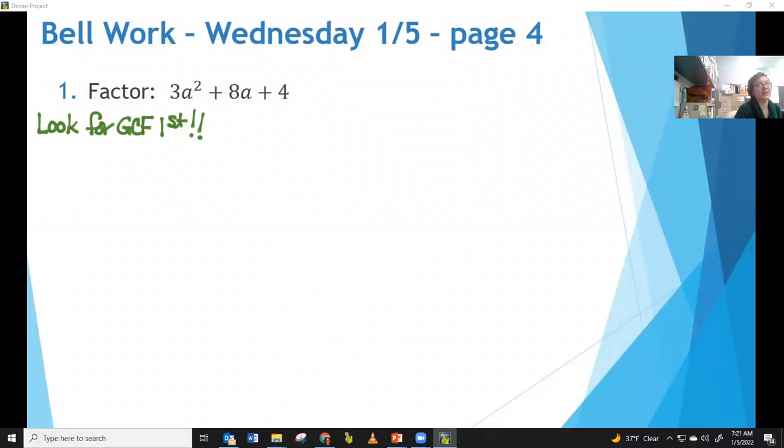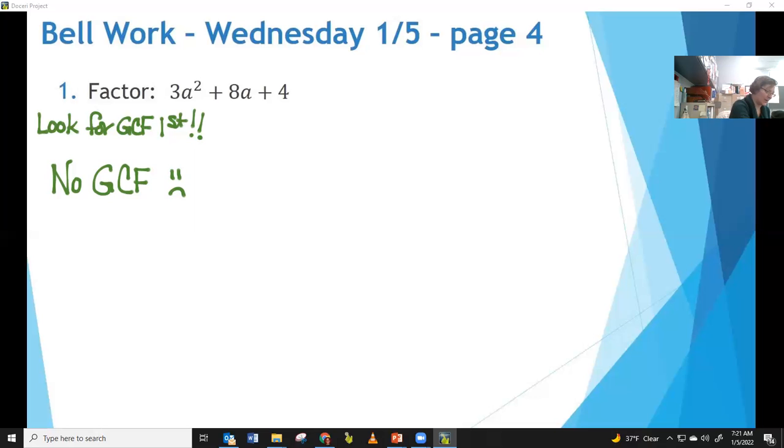Is there a GCF here? No, there is no GCF. Technically speaking, because this comes up all the time, one will go into all of those, but we don't count one as a GCF because if I take a one out of each piece, nothing changes. Everything stays exactly the same. So that's why we don't count one as a GCF there.